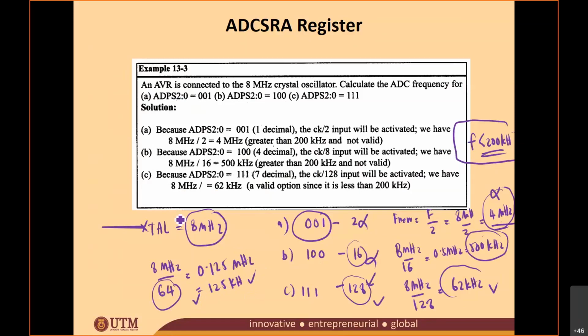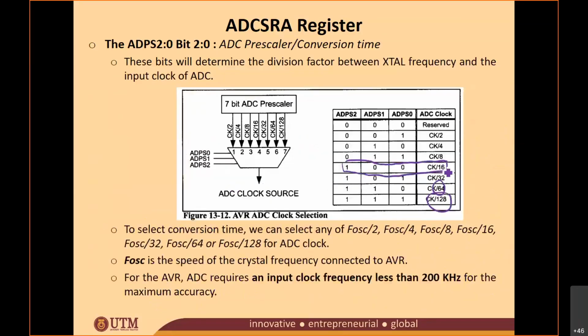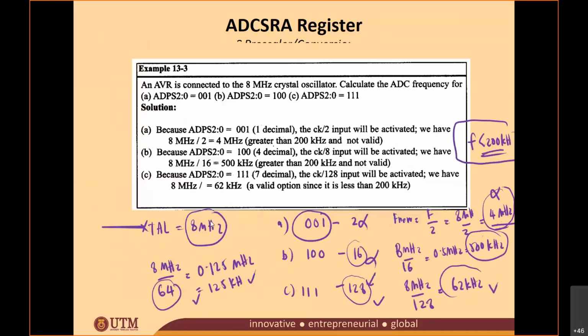And then let's try another prescaler here, which is 32. 8 megahertz divided by 32, so you will get 0.25 megahertz, which is equal to 250 kilohertz. So this one cannot. You cannot use this one. So based on this answer here, 64 and 128 can be used.